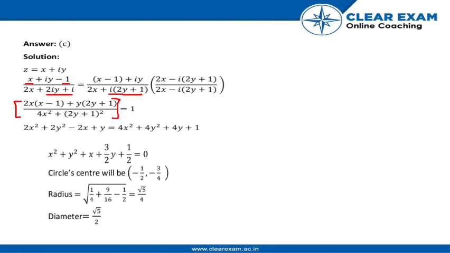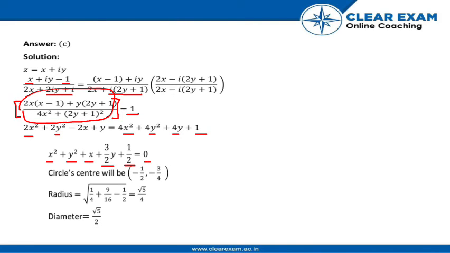which by further solving we get the answer 1. So after solving it further, this whole equation, we get 2x square plus 2y square minus 2x plus y is equal to 4x square plus 4y square plus 4y plus 1. So after solving it more further, we get x square plus y square plus x plus 3 upon 2y plus 1 by 2 is equal to 0.